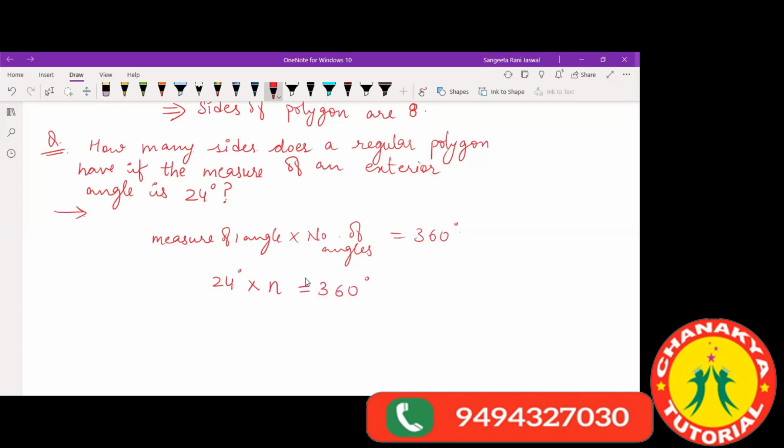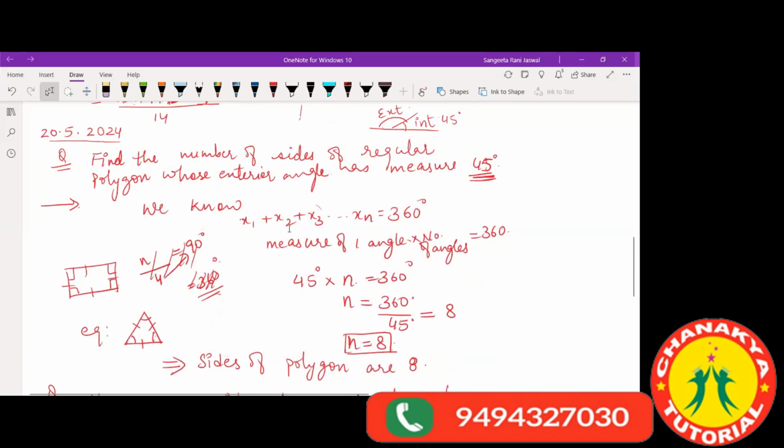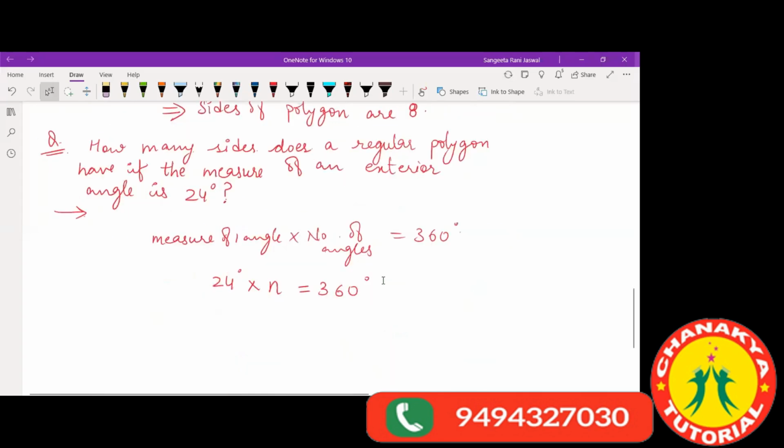Number of angles is not given to us. So I'm just taking it as n number of angles. As I had taken in the previous question, let the angles be x1, x2, x3. Some of these angles be like this. So same way I have taken here. Right? I hope you are understanding this much part. Yes, ma'am. So from here I can get my value for n. That gives me 360 by 24. So 360 by 24 when I do, I get my answer as 15.